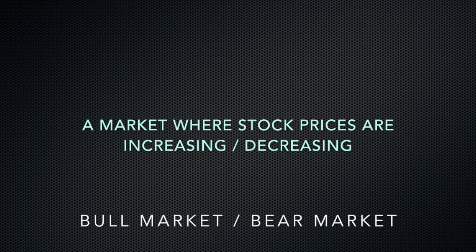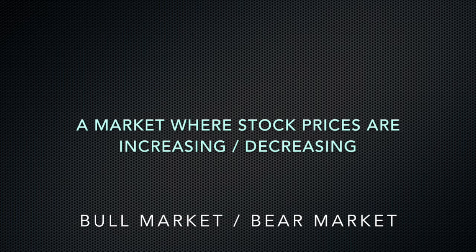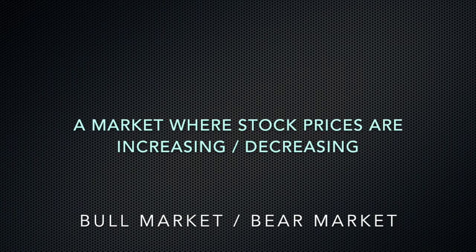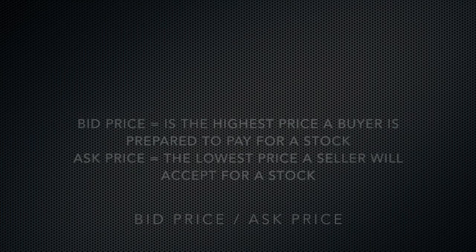So first up are the terms bull market and bear market. A bull market is where stock prices are increasing. This is where the market is bullish. And the opposite is a bear market, where stock prices are decreasing.